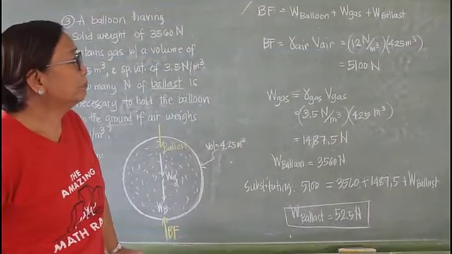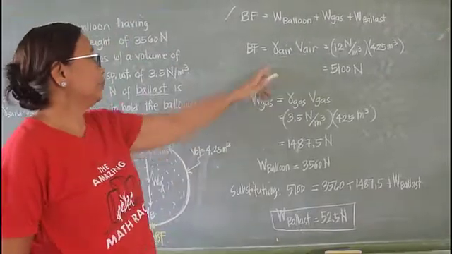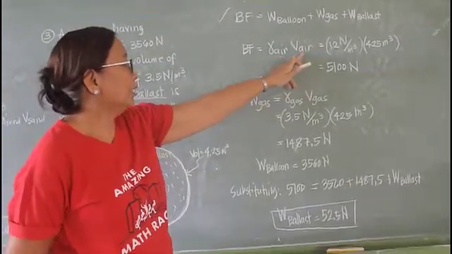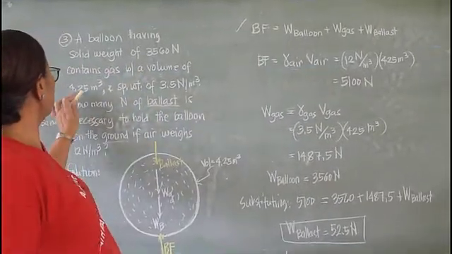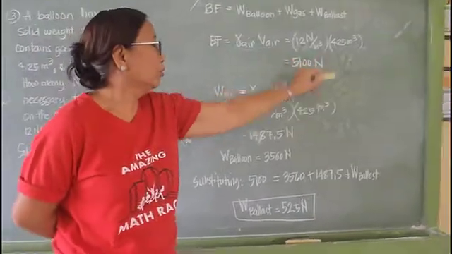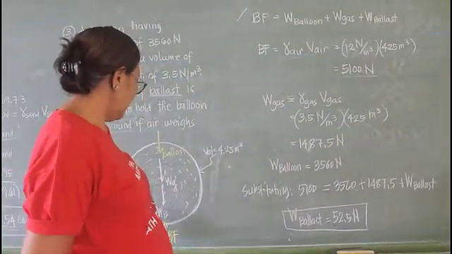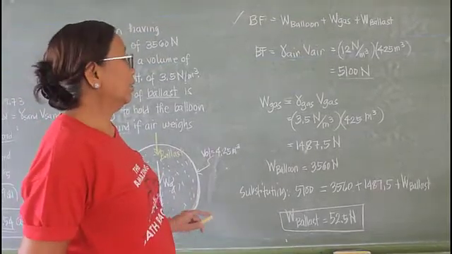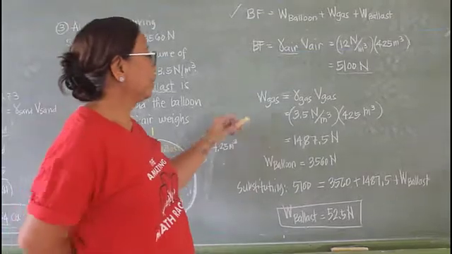Now, what is the buoyant force? Okay, the unit weight of air is given as 12 newton per cubic meter. Yung volume ng air, yun yung volume ng gas. That is equal to 4.25 cubic meter. So, ayun. Ito yung buoyant force acting on this balloon. Okay, we use the air kasi air lang surrounded by air.